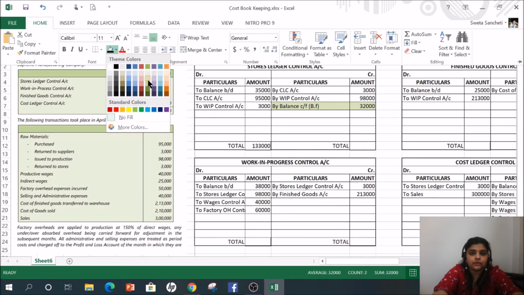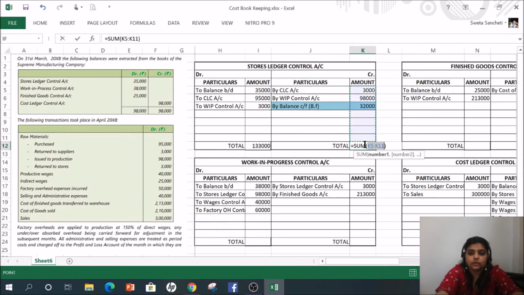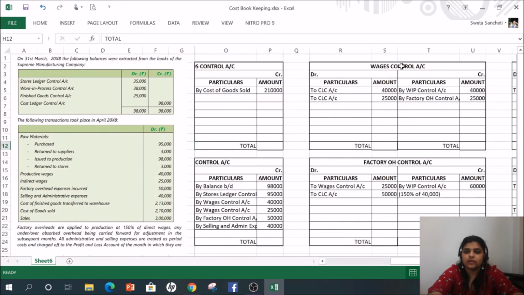I'm going to give it a beautiful blue color, and my total here will be equal to 1,33,000. So we have closed our stores ledger control account. Next account is after material is labor. So let us go ahead and close the labor account. Labor account, if you see, it automatically closes.